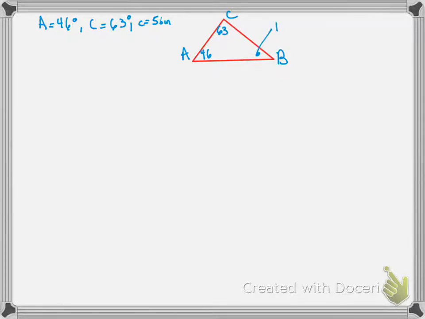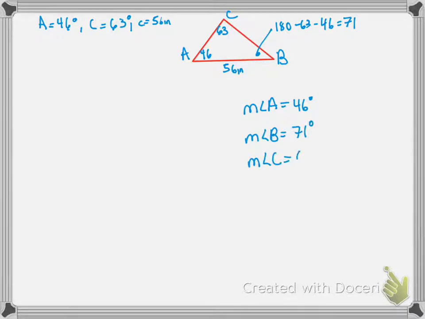To find this one, I do 180 minus the two angles I have. 63 plus 46. And that should give me 71 degrees. The side c is 56 inches. You know that I'm going to create that little chart. Measure of angle A equals 46 degrees. Measure of angle B equals 71 degrees. Measure of angle C equals 63 degrees. Little a equals, little b equals, little c equals 56.